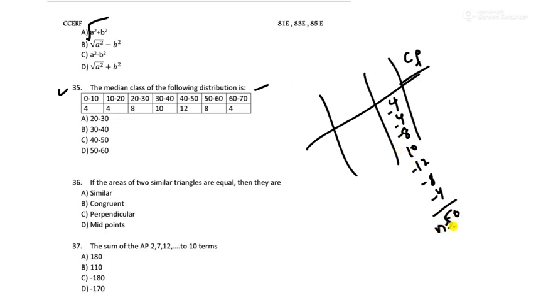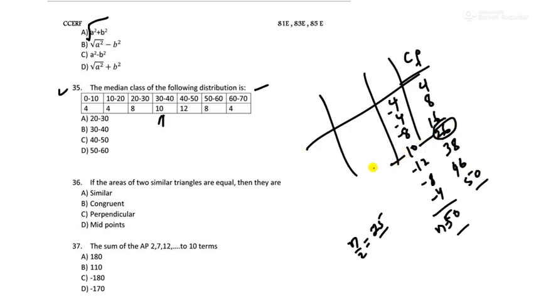So n is 50. Now CF, add them: 8, 16, 26, and this is 38, and this is 46, and this is 50. So n by 2 is 25, correct? The cumulative frequency near to this 25 is 26, and this refers to 10, and this 10 is the 30 to 40 class. So this is our median class, 30 to 40. Option number B is right.